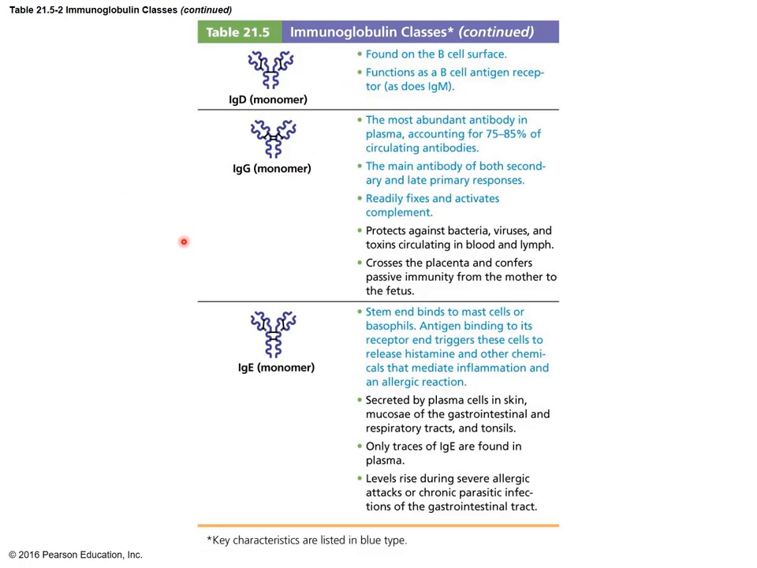immunoglobulin seen. And then the IgE, which is also a monomer, is a little bit longer than the others. It can bind to mast cells and basophils. It's usually only in small amounts. This is seen, though, oftentimes with parasitic infections and also with allergies.